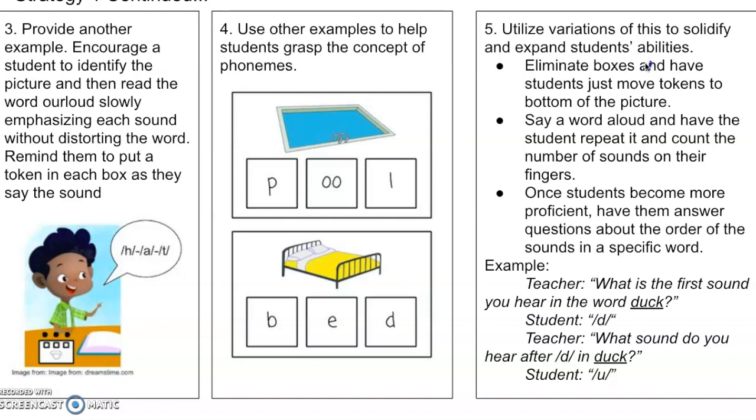You can eliminate boxes and have the students just move tokens to the bottom of the picture, say a word aloud and have the student repeat it and count the number of sounds on their fingers. And once students become more proficient, have them answer questions about the order of the sound in a specific word. For example, you could ask, what is the first sound you hear in the word duck? And the student could say, duck.